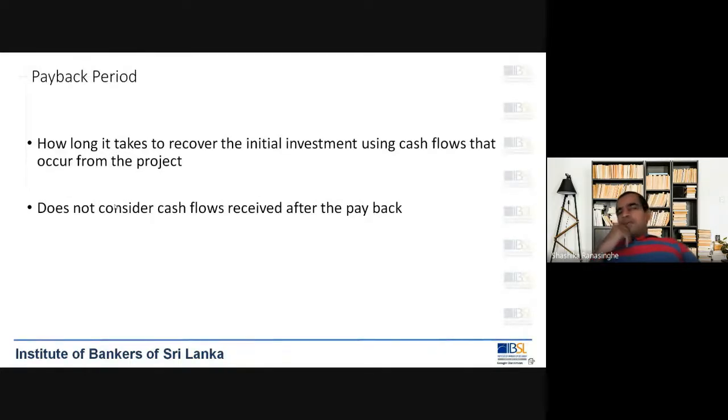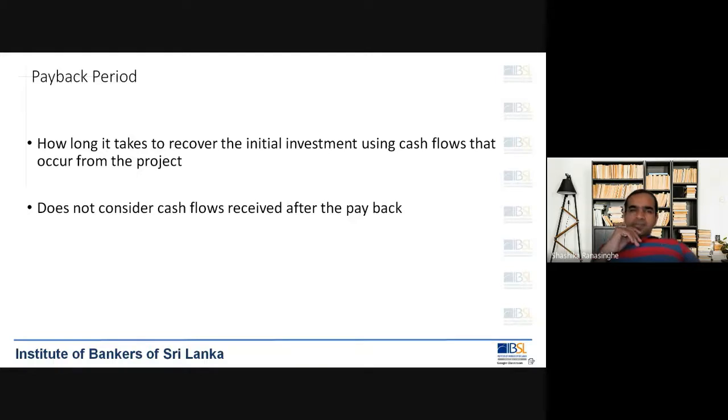First one is payback period, right? It means how long it takes to recover your initial investment using cash flows that occur from the project. How long will it take for you to recover your initial investment? That is called payback. Right? So payback means how long it takes to recover the investment.